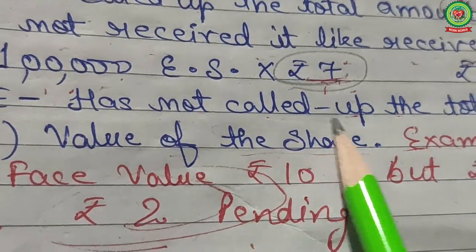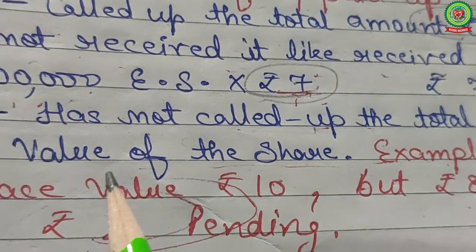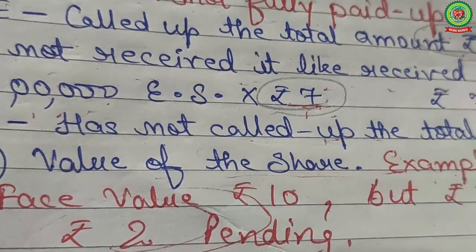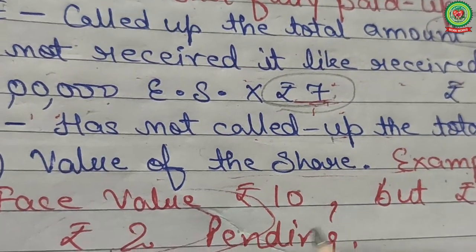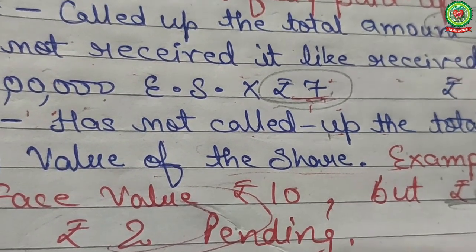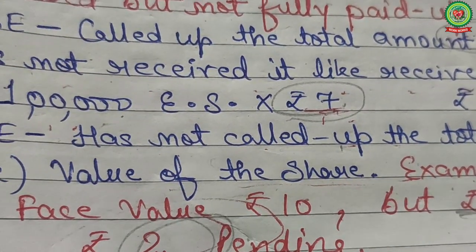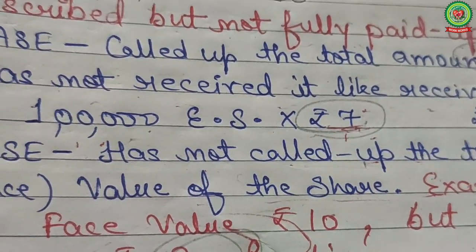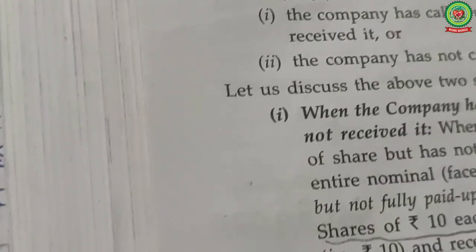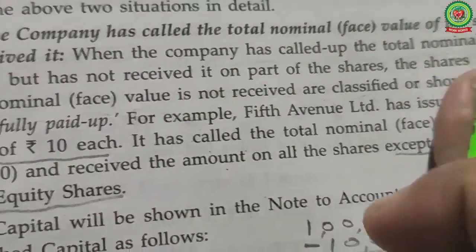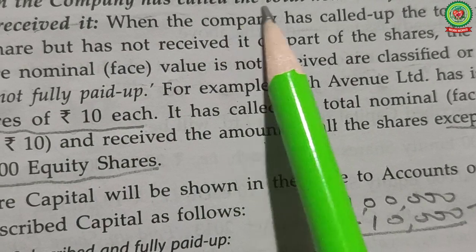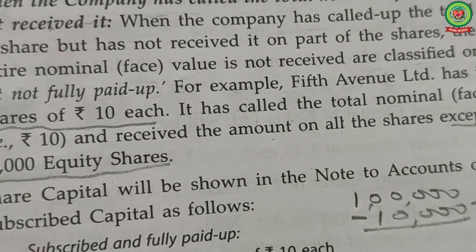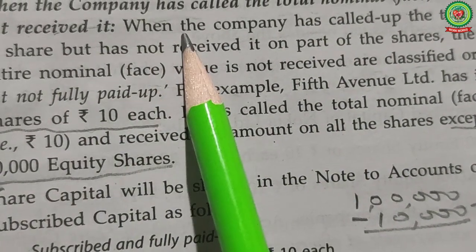And in another case, the company has not called the total nominal value of the share, the total nominal value of rupees 10 is not called by the company, only rupees 8 is called yet. So in these two pending cases, this one is also a case of subscribed but not fully paid up. Now see your book again, page number 6.10. When the company has called the total nominal face value of the share but has not received it.